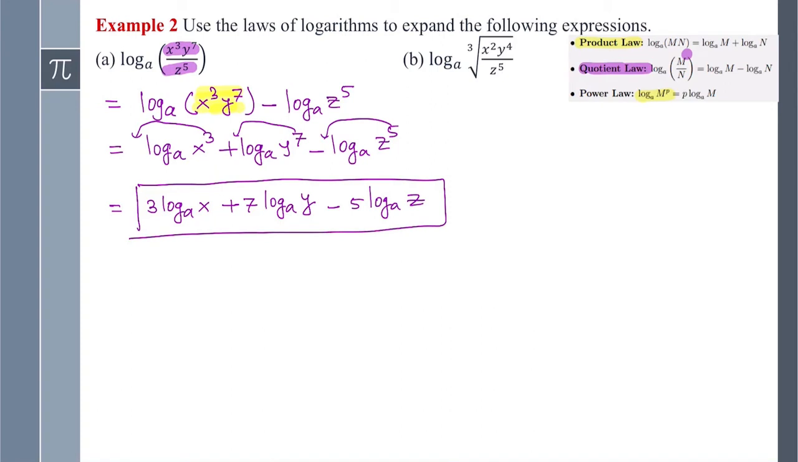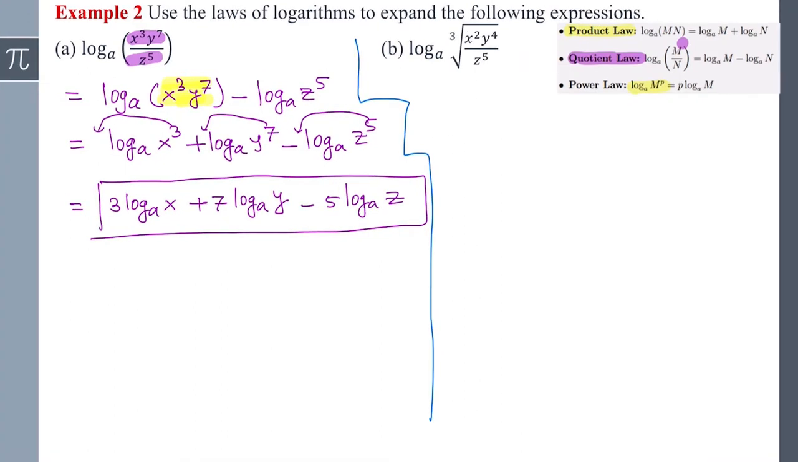Okay, now let's look at the second example. Let me separate this. Now here we have a cube root. First, we are going to change that radical into an exponent. If you have the nth root of x to the m, this can be written as x to the m divided by n. That means we are going to divide the exponent inside by 3.